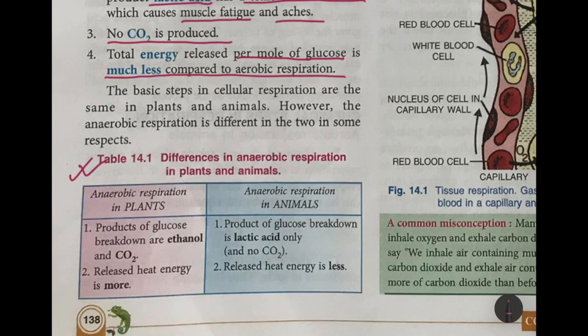Okay, for your assignment, please write down this difference as well. The first assignment you're going to do is to write the difference in anaerobic respiration in plants and animals, followed by how anaerobic respiration takes place in the skeletal cells. Okay, so in plants, the products of glucose breakdown are ethanol and carbon dioxide, ethyl alcohol. But in animals, only lactic acid is produced, no carbon dioxide, and just 2 ATP. Okay, and in plants the amount of heat energy released is more, but in animals the amount of heat energy released is less.